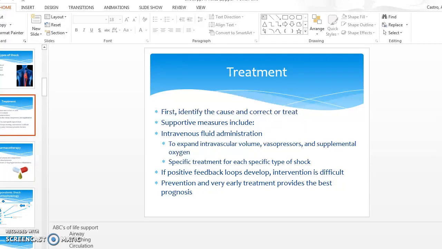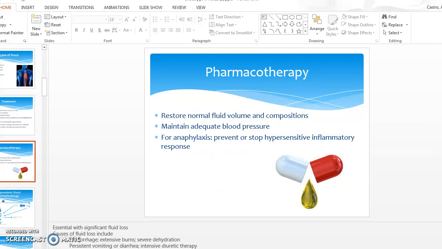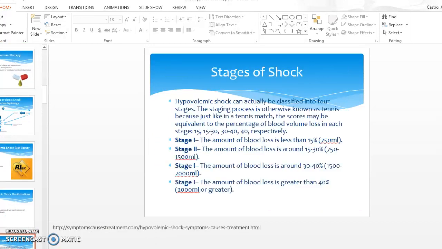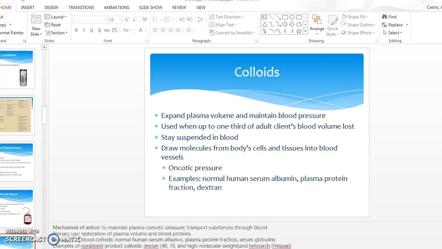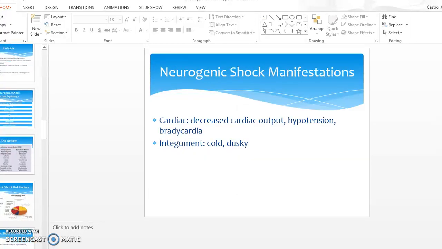Depending on what's happening, we're going to have to support the cardiopulmonary system, and we support it with medications and oxygen. And we have specific treatments for each type of shock. We're just trying to remember, if we maintain adequate blood pressure, we help maintain adequate cardiac output, and then we can maintain perfusion.